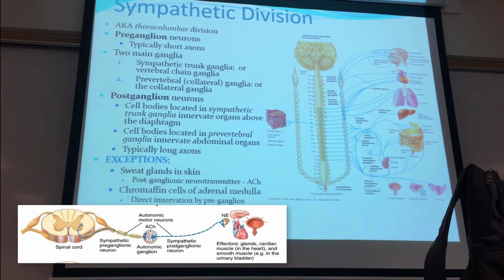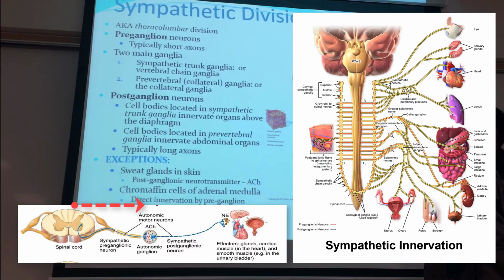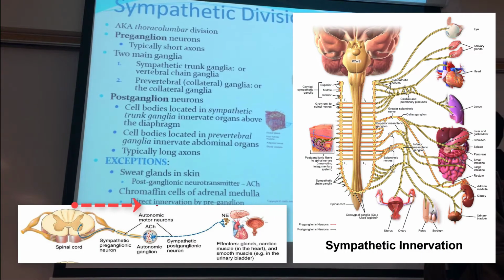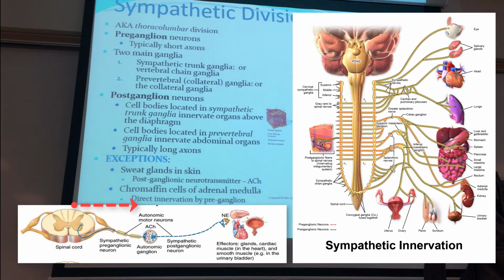And where did we mention the ganglia are located? Along the sympathetic trunk ganglion, which runs parallel to the spinal cord. If we take a look at the preganglionic neurons, we would expect them to be short. They travel from the spinal cord, again from the lateral gray horn, out to the sympathetic trunk ganglion.